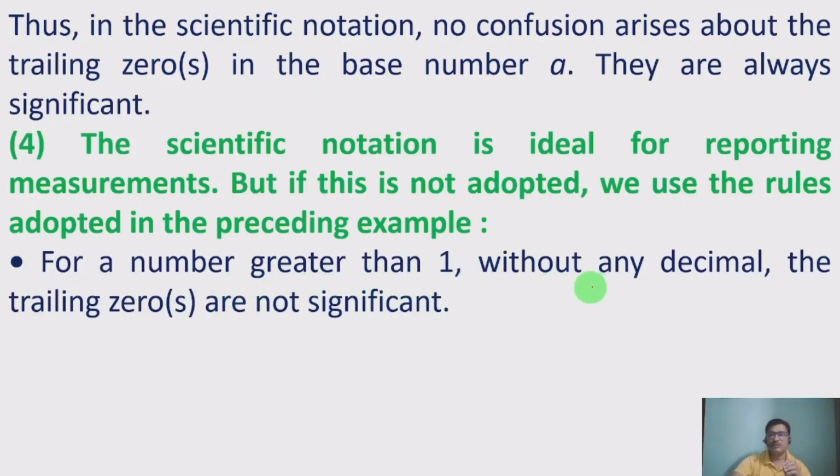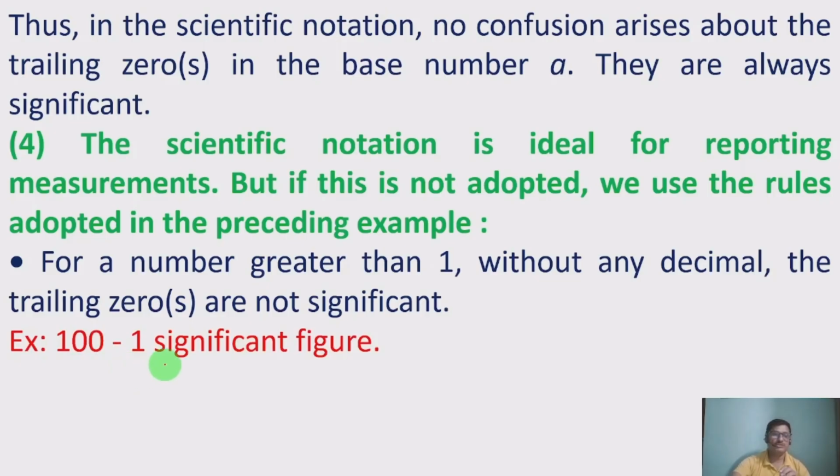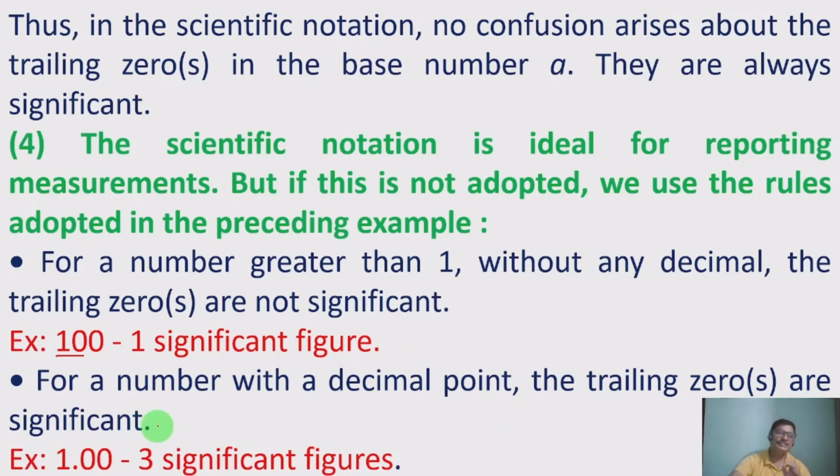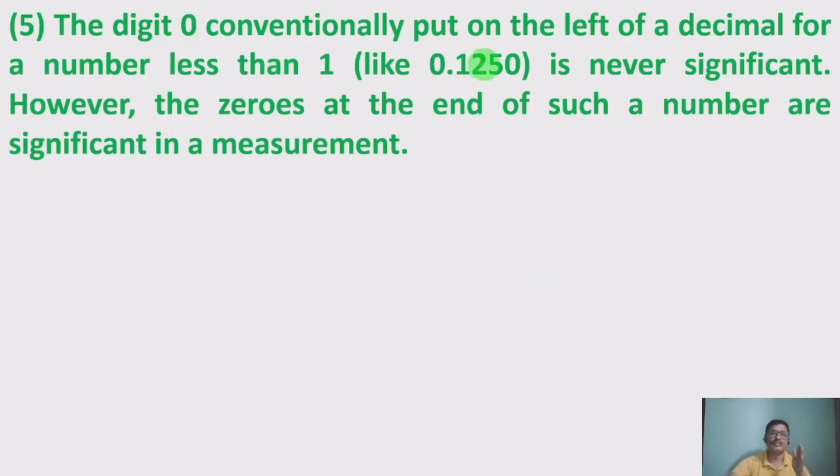For a number greater than 1 without any decimal, the trailing zeros are not significant. For example, 100 has one significant figure only; the trailing zeros are not significant for a non-decimal number. For a number with a decimal point, trailing zeros are significant. Therefore, 1.00 has trailing zeros that are also significant, so 3 significant figures.